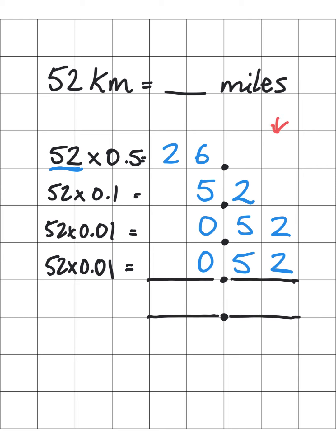Smallest column first. 2 add 2 is 4. Next column, 2 add 5 is 7. Add another 5 is 12. 6 add 5 is 11. Add the 1 at the bottom is 12. 2 add the 1 at the bottom is 3. So the answer is 32.24 miles.